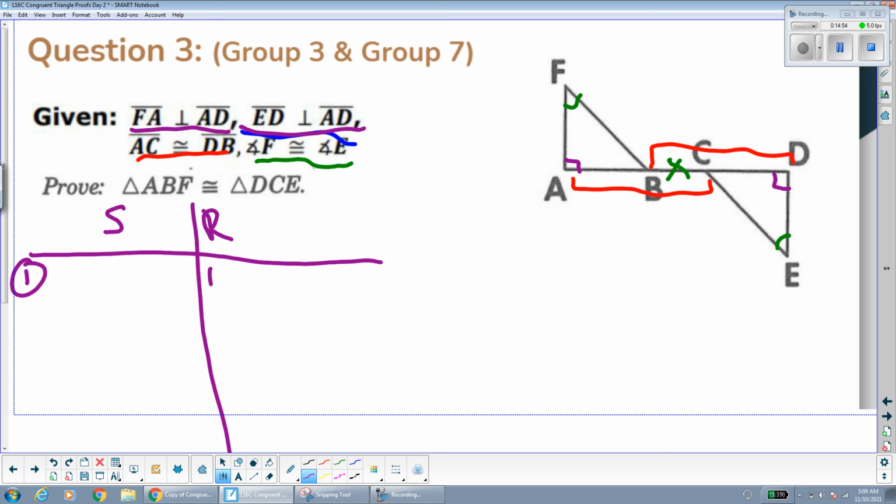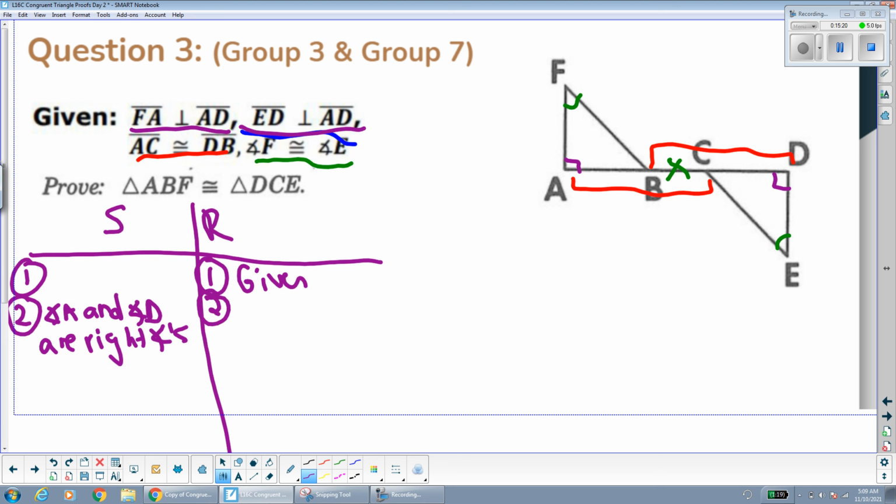You should definitely write the givens when you're writing a proof. That's your starting point. I'm going to mention right angles because that's the conclusion that we drew from having the perpendicular lines. So that's angle A and angle D are right angles. And the reason for that is that perpendicular lines form right angles.